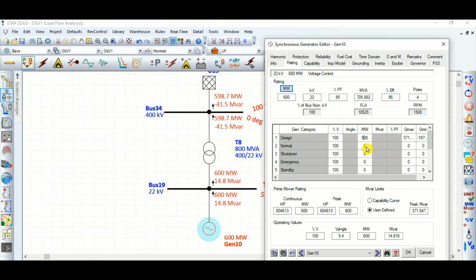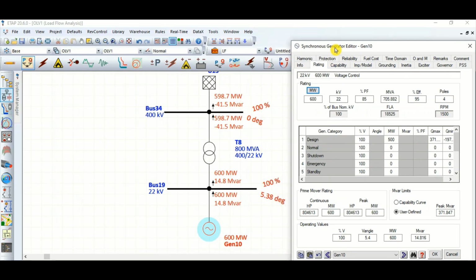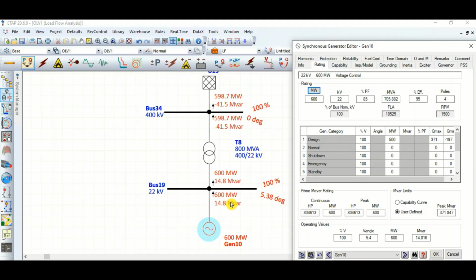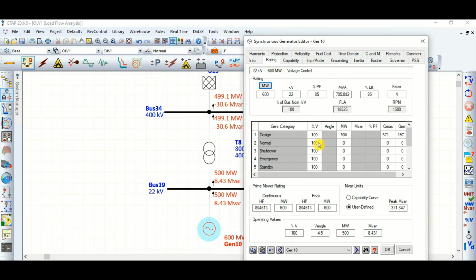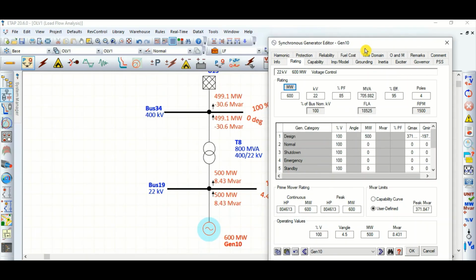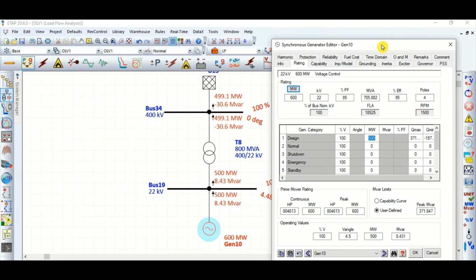If we give the instruction to generate 500 megawatt only, now let's check. Here the bus voltage is 100%. Here the reactive power generation is 14.8 mvar. Now let's check what will happen. Yes, you can see that reactive power is changed to 8.43 mvar to maintain the generator terminal voltage at 100%, and this generator is now generating only 500 megawatt. Why? Because we have given the instruction to generate 500 megawatt. So based on the real power defined to generate, the reactive power depends on that. This is factor 1.